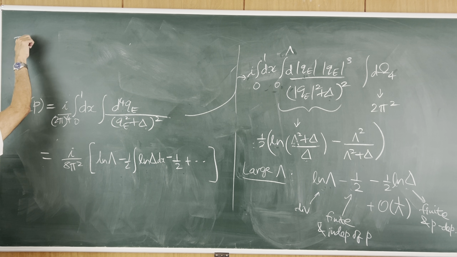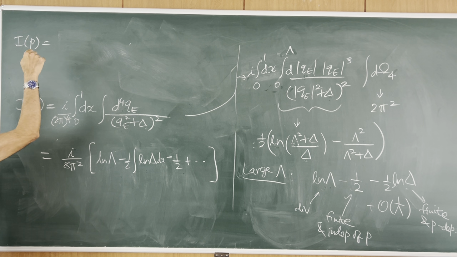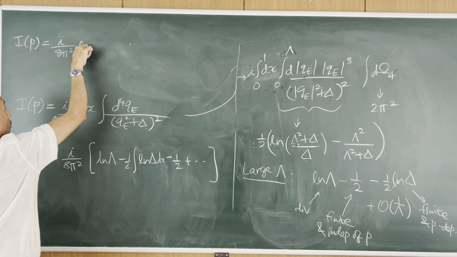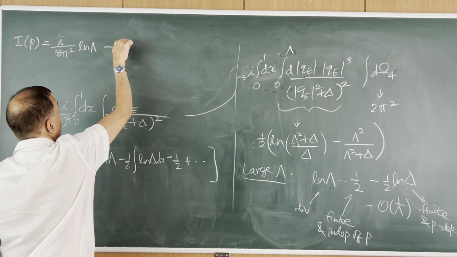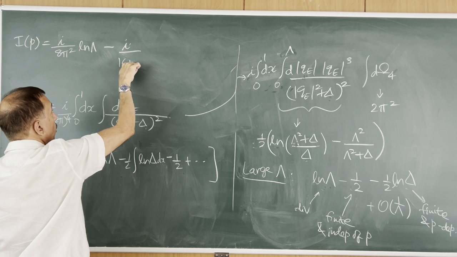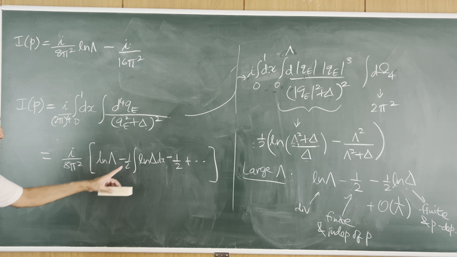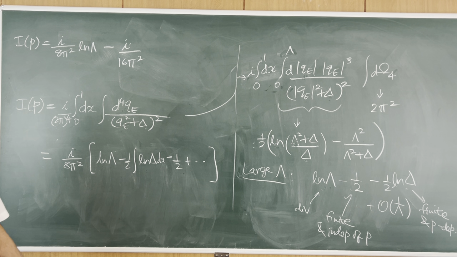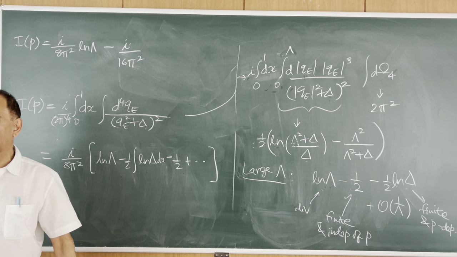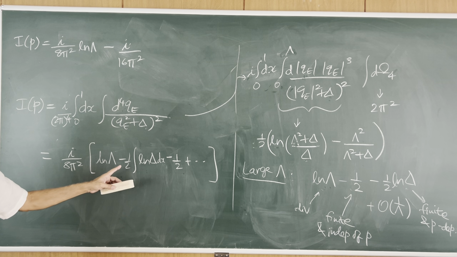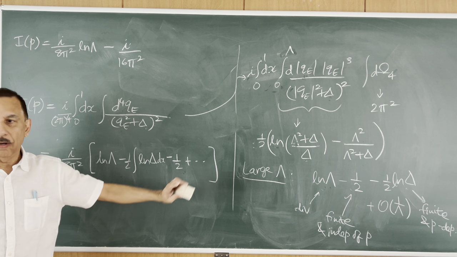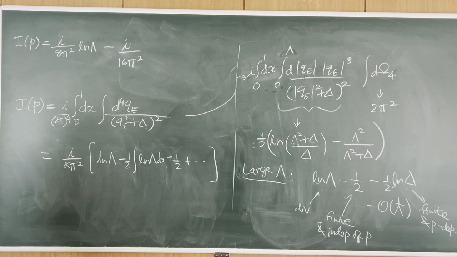So I(p) is equal to I by 8π² log λ minus I by 16. Notice I am quite careful about keeping numerical factors in front of all these terms. Once I made a decision that my cutoff is λ, then this is exactly right. When I say plus terms of order 1 by λ, this is exactly right. Now notice one interesting thing.